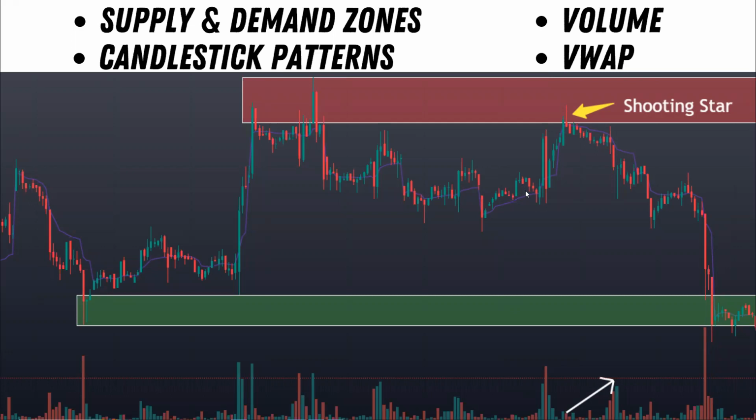And once you do that, then hopefully you can start combining some of these other strategies as well that we went over in the video. Now, if you're brand new to the channel, I definitely recommend watching my supply and demand video, my candlestick pattern video, my volume video.